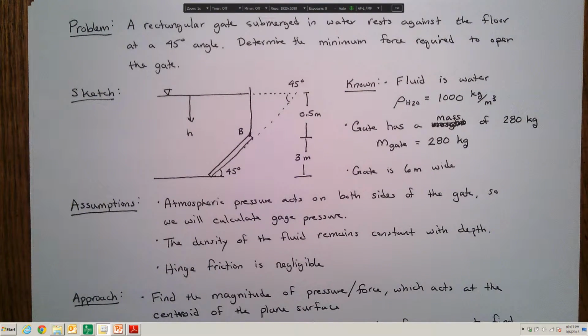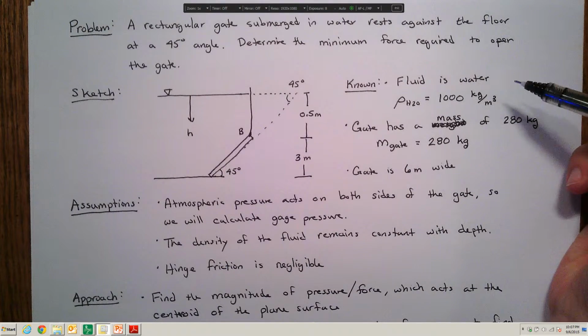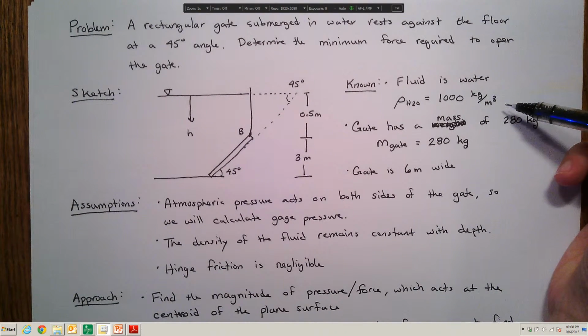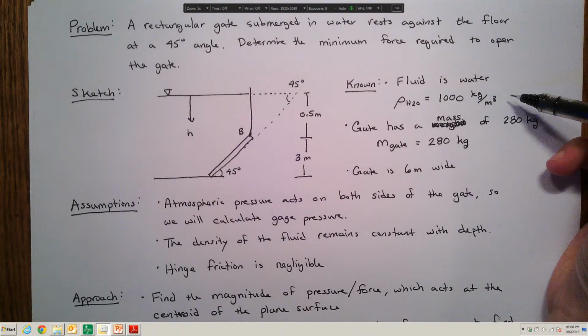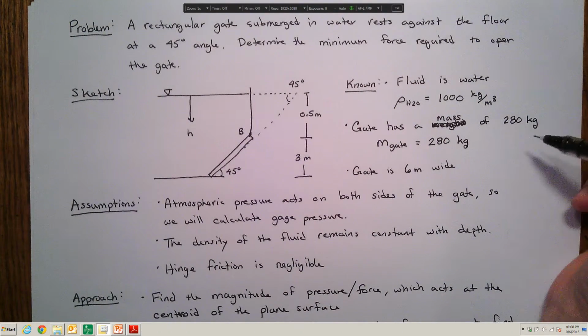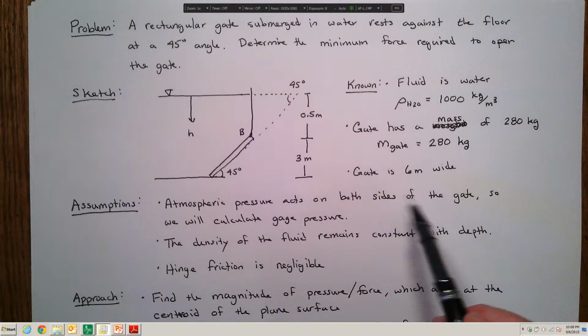In addition to that, I've stated what I know. I know that the fluid is water, and we know or can approximate the density of water as being 1,000 kilograms per cubic meter. We know that the gate mass was specified to be 280 kilograms. And we know that the gate is 6 meters wide into the page dimension.